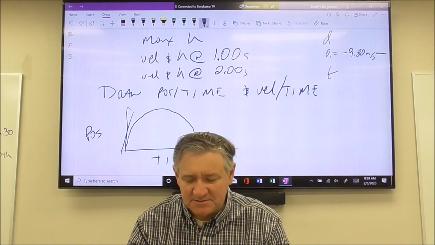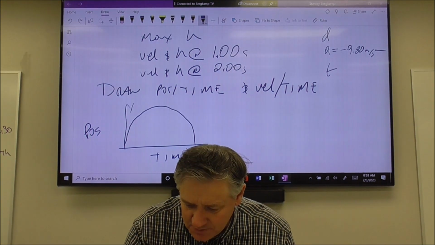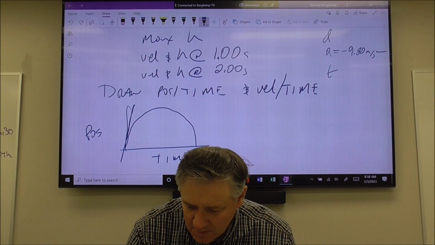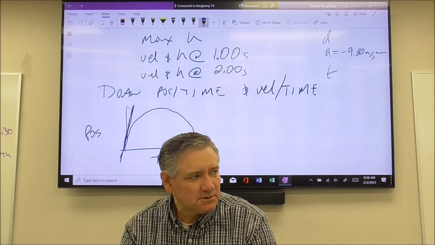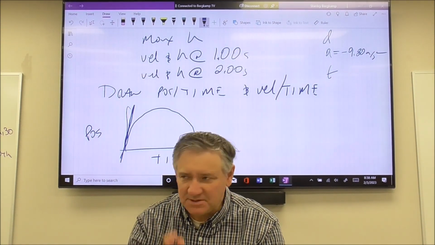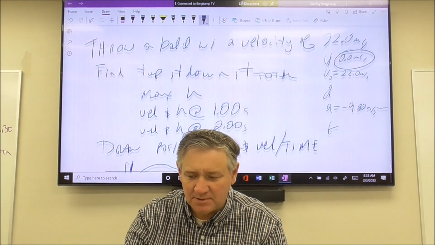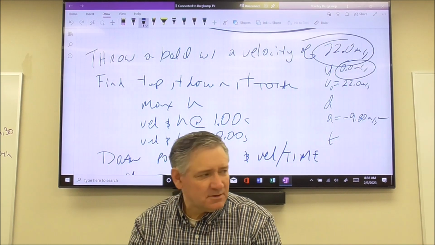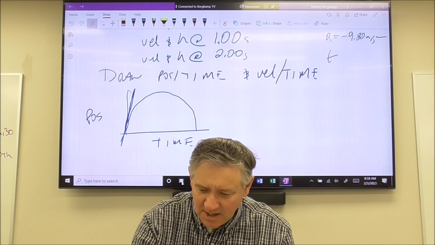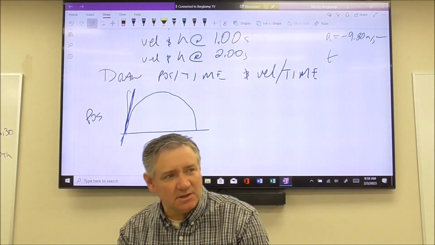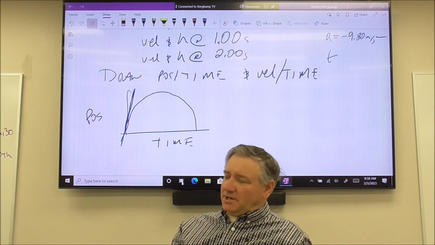Now, at time zero, here's an interesting question. If you go to time zero and you drew that tangent line, what would the slope of the tangent line be at time zero? If you were to draw that positive sloping tangent line, pick the number. 22 meters per second, right? So that initial tangent line on your position time graph is going to have a slope of 22 meters per second, because that's how fast it was going when you threw it.